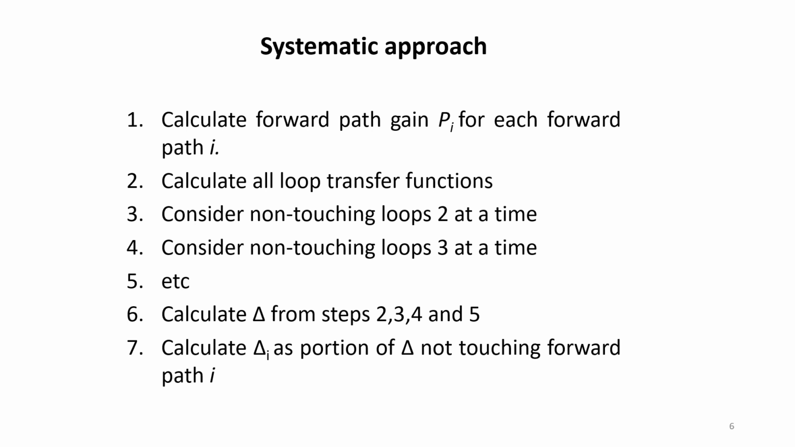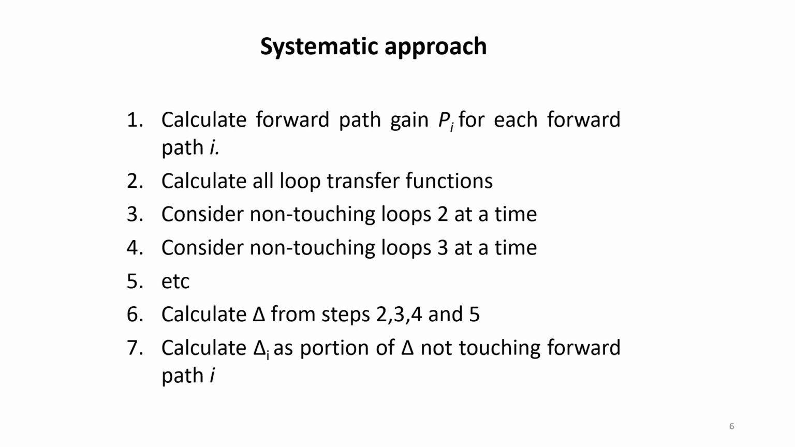The next step is to calculate delta using the values that you have got in the second, third, fourth and fifth steps. Once the delta value is evaluated, you need to calculate the determinant value for the ith path as a function of delta by considering the non-touching forward path i. In the delta value we eliminate the loops which touch the forward path. This is the systematic approach used to find the transfer function for a given signal flow graph, so please do follow the same steps.